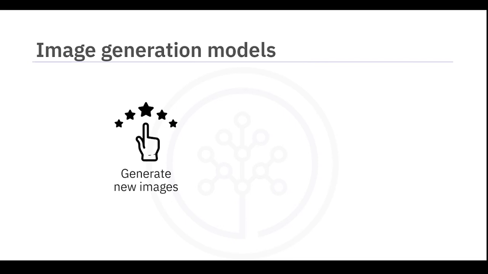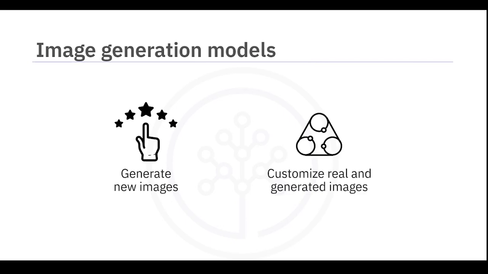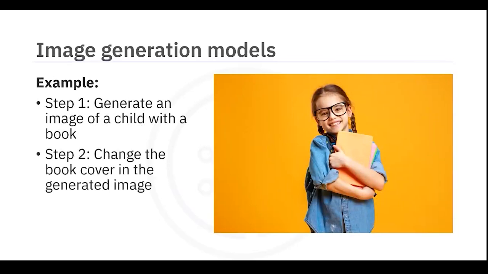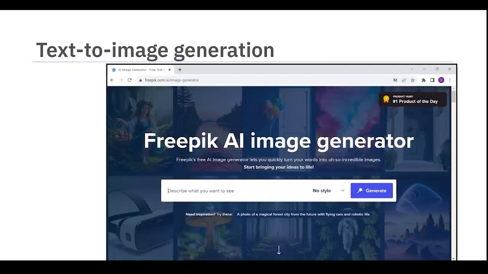Generative AI image generation models can generate new images and customize real and generated images to give you the desired output. For example, you may want to generate an image of a child with a book in her hand. Further, you may want to change the color of the book cover in the generated image. Let's generate a new image using a free AI image generator, FreePic.